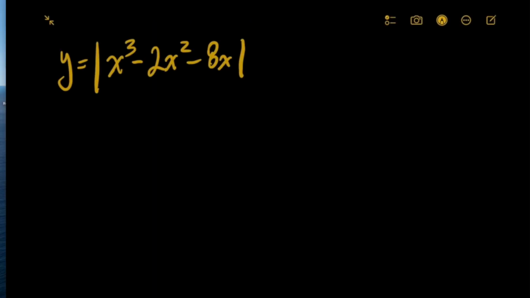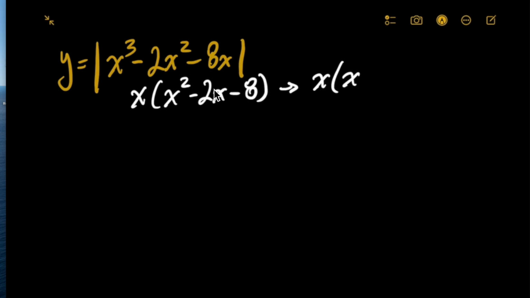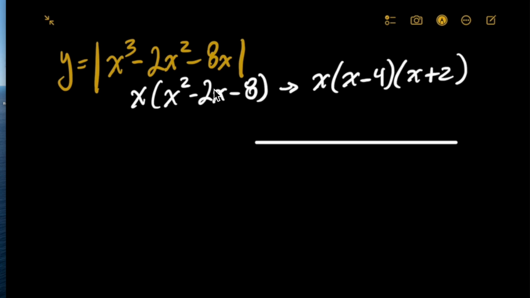In this next example, we're going to factor and create our zones. So we're going to pull out an x. We'll have x squared minus 2x minus 8. And then we'll factor again, and we'll have x minus 4, x plus 2. So our zeros are going to be at 0, at +4, and at -2.